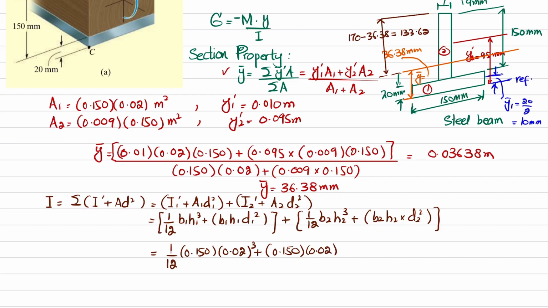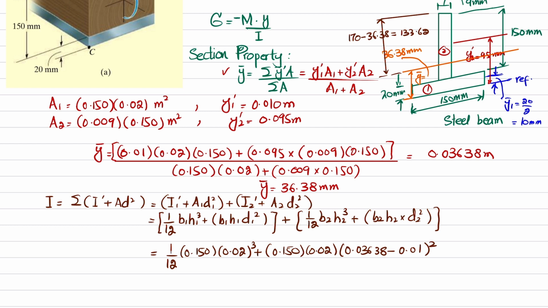And what is D1? D1 is the distance from the neutral axis till the mid of the first section. So you can see this distance will be equal to y dash minus 15. No, not 15, sorry. This is y dash, which is 36.38, and half of 20 is 10. So I can write 36 in meter is 0.03638 minus 0.01, and it will be squared.